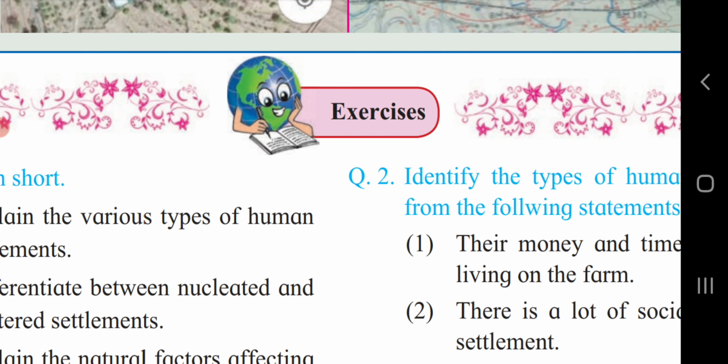Complete the given exercise, read the chapter and learn the questions and answers of this question.